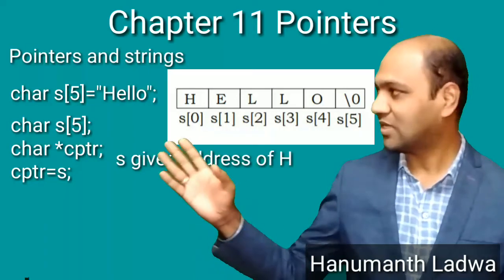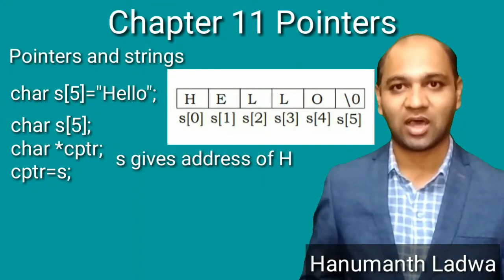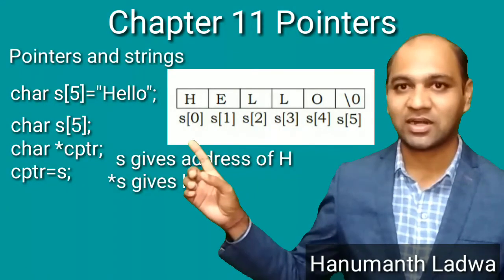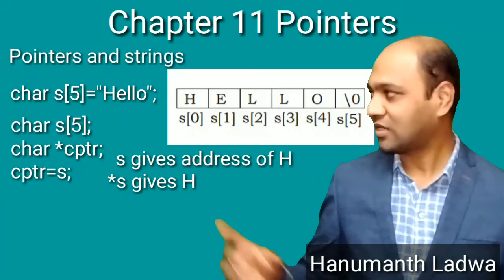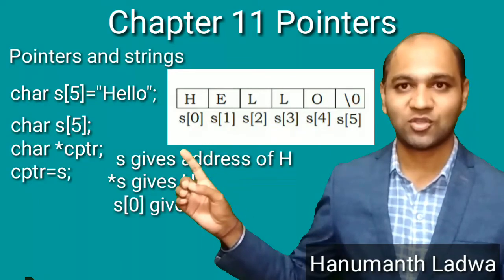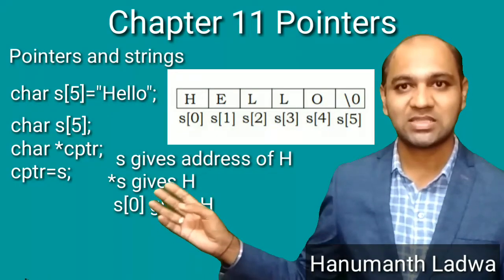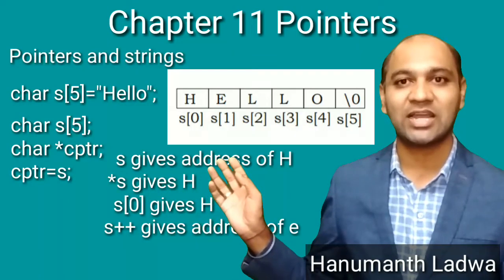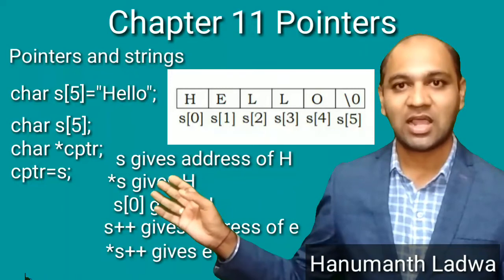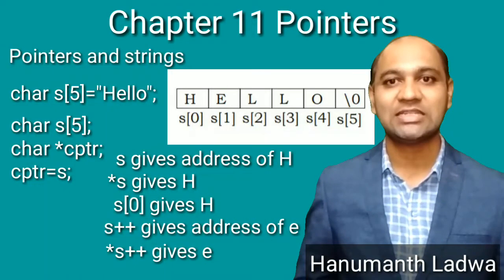In this case, s gives us the address of the first letter h in hello, and if I write *s, then it gives me h, and if I write s[0], then it gives me h. If I write s++, then it returns the address of the next letter e, and if I write *s++, then it is going to return e.